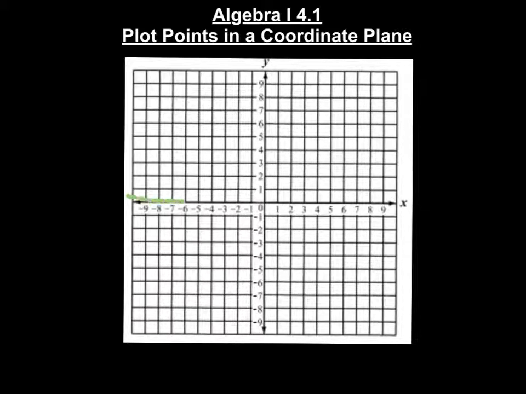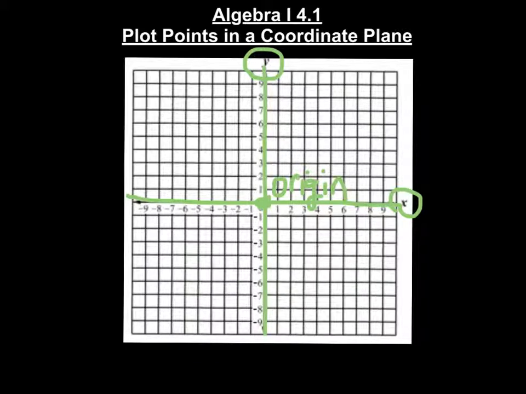Your horizontal is your x-axis. Your vertical is your y-axis. Where they intersect right here is 0, 0, and that is called the origin. The origin is 0, 0.